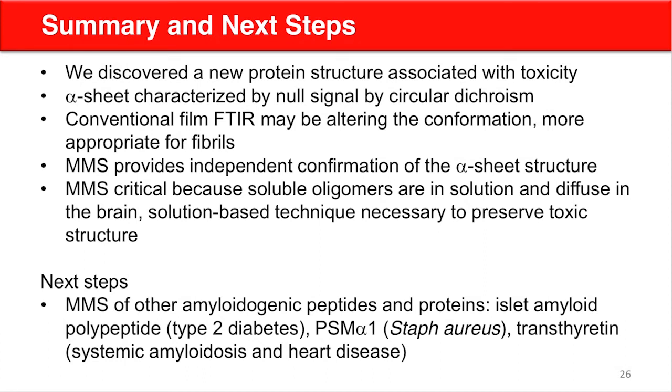So next steps, we'll be collaborating with Redshift to do, and Libo has already begun some of this, MMS of other amyloidogenic peptides and proteins, including the one involved in type 2 diabetes, Staph aureus, including MRSA infections, and transthyretin, which is what I began with, systemic amyloidosis.